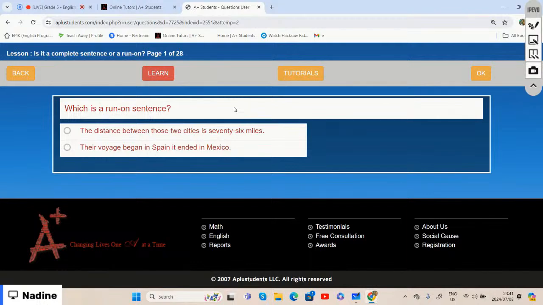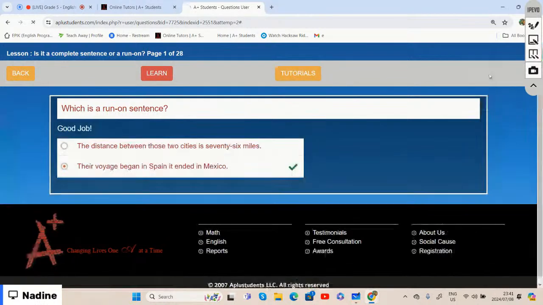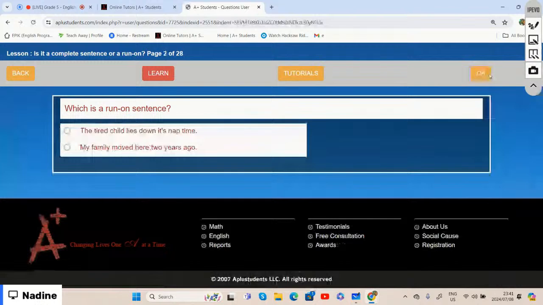So if we were to say which one is a run-on sentence, then we would say it is option two, which is "Their voyage began in Spain, it ended in Mexico." If we were to fix this run-on sentence, we could say "Their voyage began in Spain," period, and the next sentence starts with a capital letter: "It ended in Mexico," period. So option two is correct. Well done.